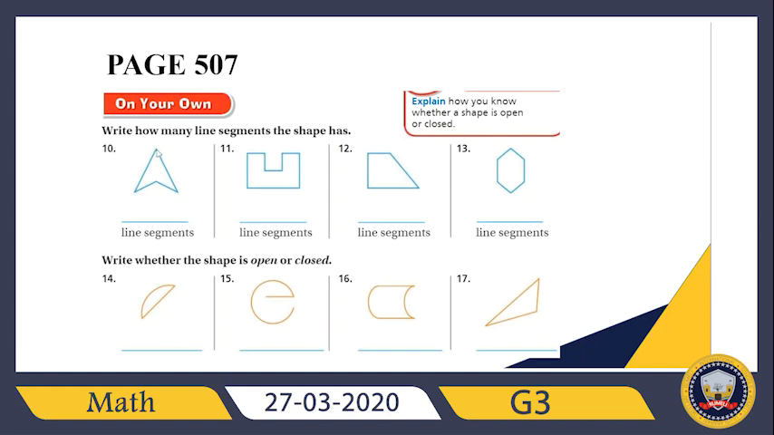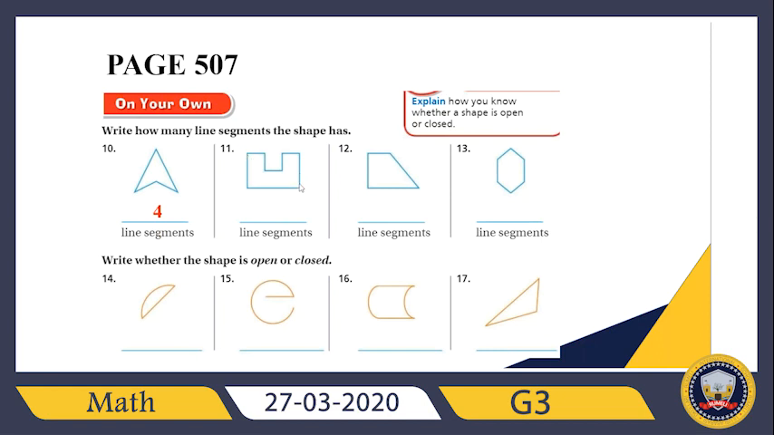There should be 2 endpoints for one line segment. Okay, one of them is here. 1, 2, 3, 4. So how many line segments did I count? 4, right? Good job. What about question 11?